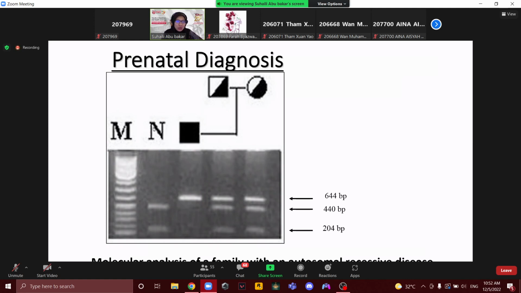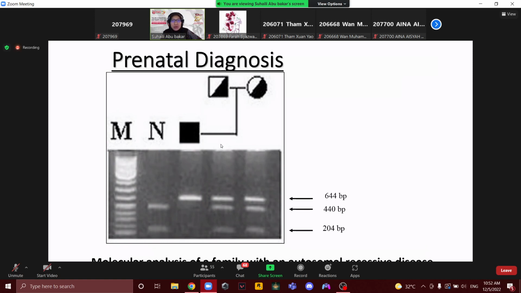This is the no negative control, right? This is the affected child, the affected son from this carrier. So although both bands are there, he is not heterozygous. Can you see? This one is not heterozygous. Homozygous. From this picture, you can explain many things.